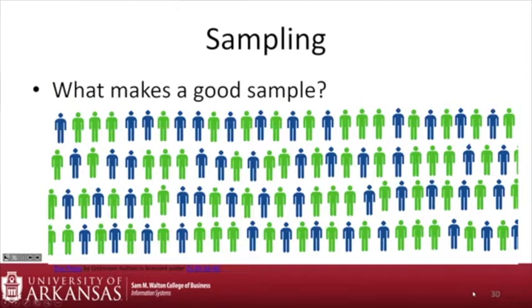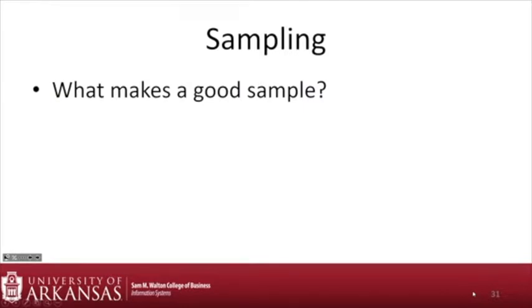First question. Sampling. What makes a good sample? It's representative. A sample has the characteristics of the population. Alright, so we've got representative: population, sample, characteristics.